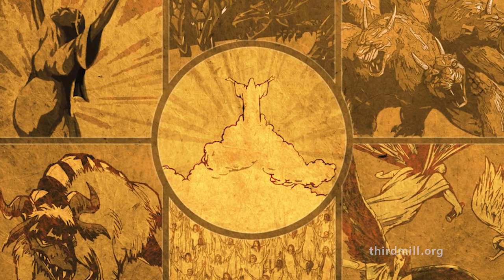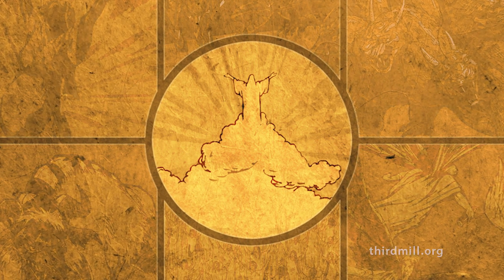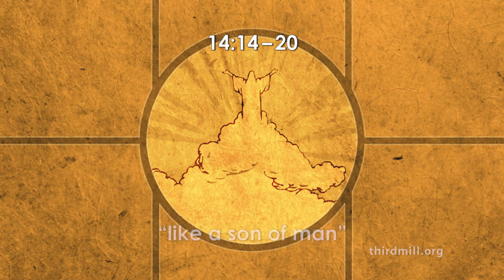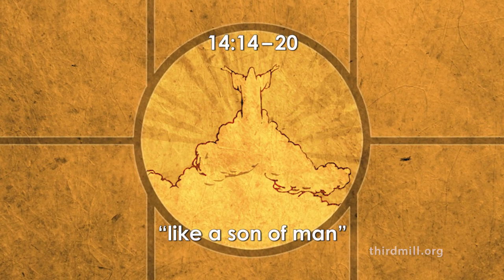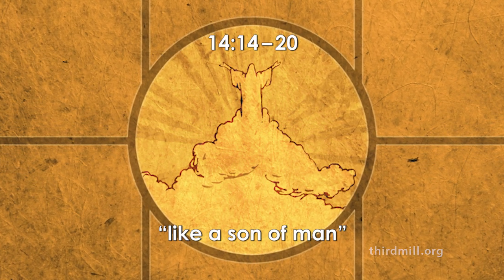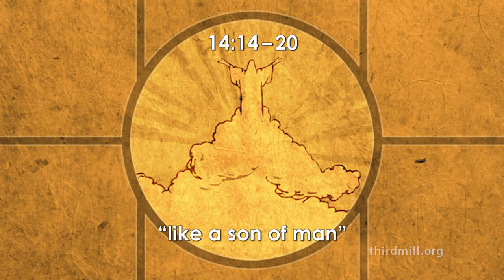The last symbolic history describes one like a son of man, who sits on a white cloud and comes to reap his harvest. His history is found in Revelation chapter 14, verses 14 through 20. The phrase, like a son of man, is also used in Revelation chapter 1, verse 13, where it specifically refers to Jesus. And it's clear from the actions and context of Revelation chapter 14 that this son of man is also Christ. The imagery in this history is drawn from Daniel chapter 7, verse 13, where one like a son of man comes on the clouds in order to enter God's heavenly court.